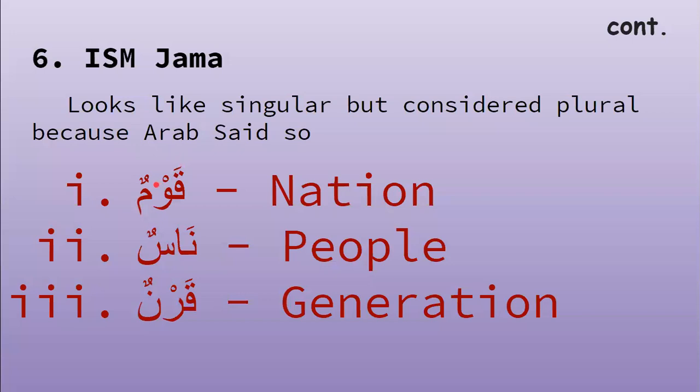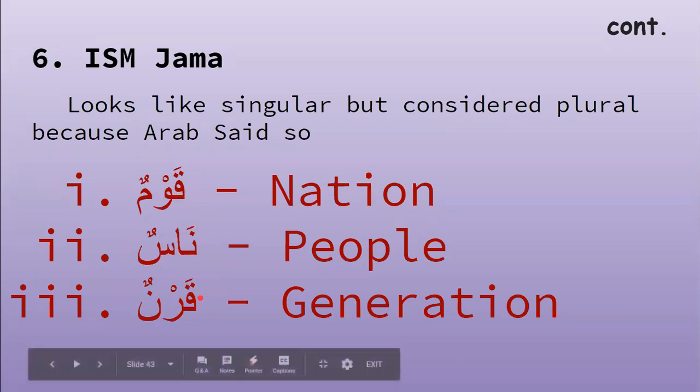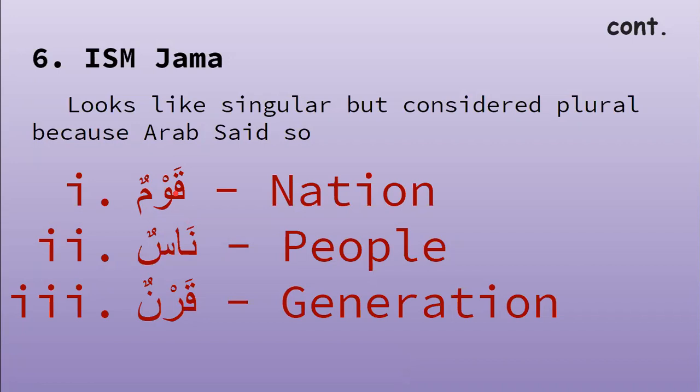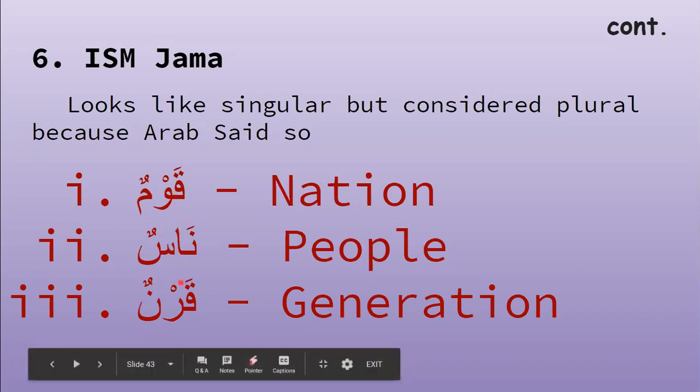So qaumun is rafa, plural, masculine. We'll study today what is masculine and feminine, inshallah, then it will be clear. But for now you have to say it's rafa and it's plural. Nasun is rafa and plural. Qarnun is rafa and plural. What is the nasab and jar version of qaumun? Qaumun, qauman, qaumin. That's it. Nasun, nasan, nasin. Qarnun, qarnan, qarnin.